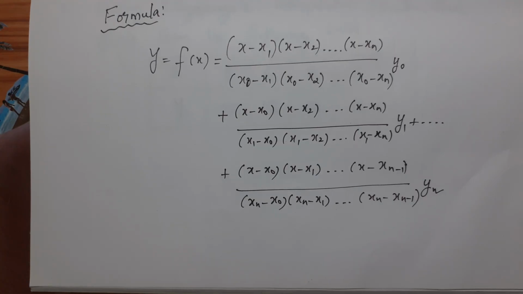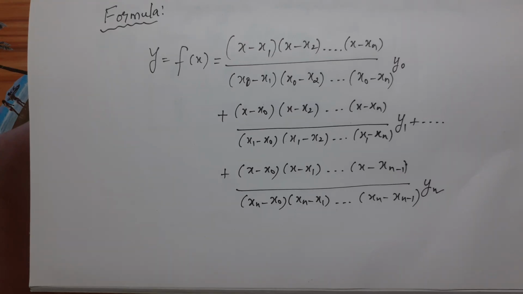This is the formula: y equal to f of x, which is equal to (x minus x1)(x minus x2) etc. up to (x minus xn) divided by (x0 minus x1)(x0 minus x2) etc. up to (x0 minus xn) into y0, plus (x minus x0)(x minus x2) etc. up to (x minus xn) by (x1 minus x0)(x1 minus x2) etc. up to (x1 minus xn) into y1, plus etc. The last term is (x minus x0)(x minus x1) etc. up to (x minus xn minus 1) divided by (xn minus x0)(xn minus x1) etc. up to (xn minus xn minus 1) into yn.